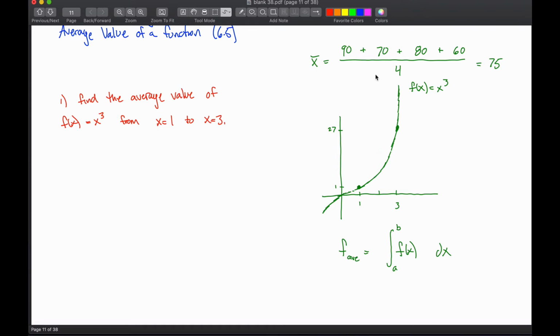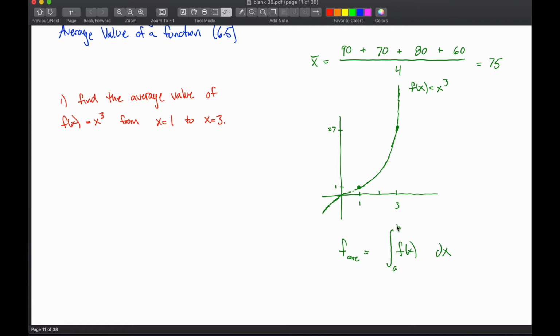But that doesn't give you the average value, just like adding up 90 plus 70 plus 80 plus 60 doesn't give you the average. After you add up those values, you have to divide by how many you have. But how do you divide by how many you have here? There are infinitely many heights between 1 and 3. Instead of thinking about how many you have, think about the length of that interval. The length of that interval is just 2, right? 3 minus 1. Or more generally, the length of that interval is just b minus a.